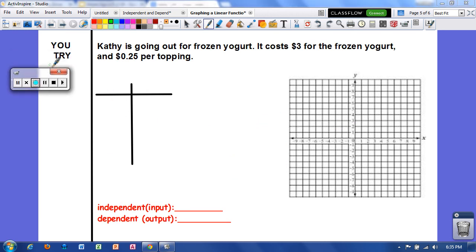Alright, now it's time for you to try. I want you to do this problem. Don't forget to create your equation, identify the input and output, fill in your table, and then plot your points from there. Make sure you have recorded everything and that your notes will be ready to grade in class.